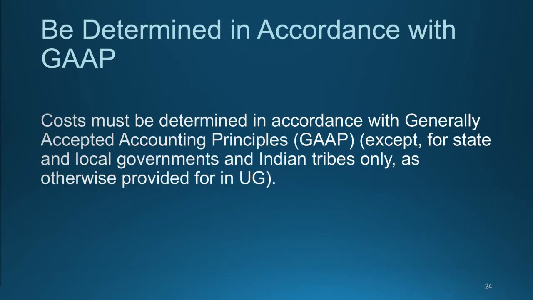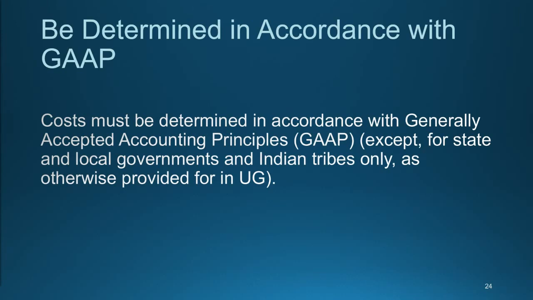GAAP. It's not the thing between your teeth. If you have a gap in your teeth, it's not that. This is generally accepted accounting principles. So this is where you definitely pull your accountants in. This is their realm, to make sure that costs are accrued, obligated, and recorded in accordance with GAAP. The UG does make some exceptions for state and local governments and Indian tribes, as the slide says there. We won't go into those today, but that's specifically noted in connection with this criteria as well. But by and large, things need to align with GAAP, and that's a question to pull your accountants into if you have questions about that.